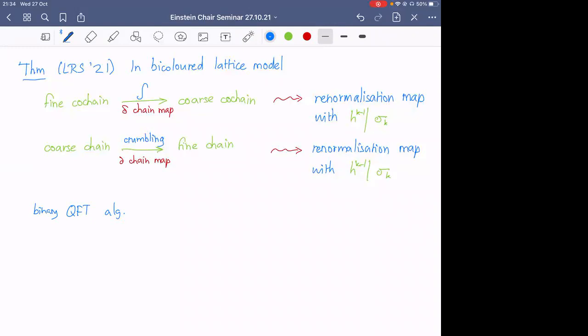And so what they mean is that starting from the cochains and delta, this will give you a binary QFT algebra, and the renormalization map is a map that preserves that structure, it preserves the divisibility properties, it is a map of binary QFT algebras.